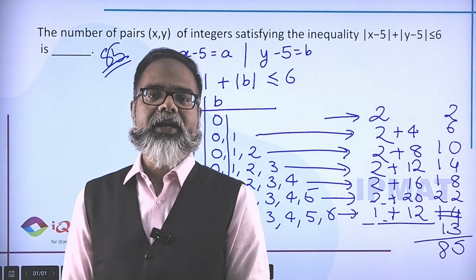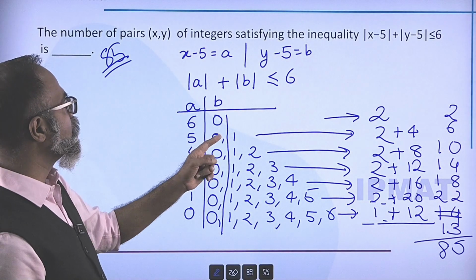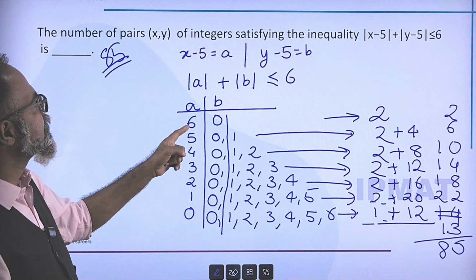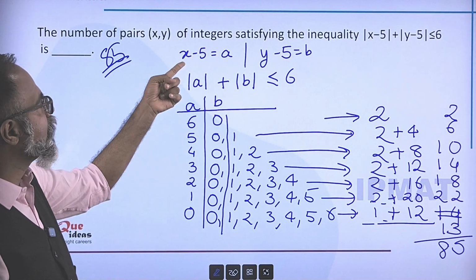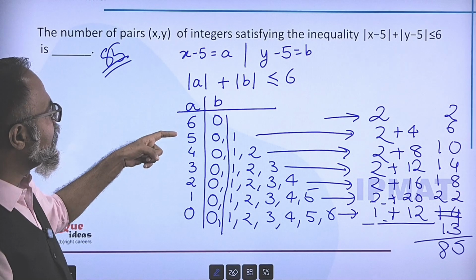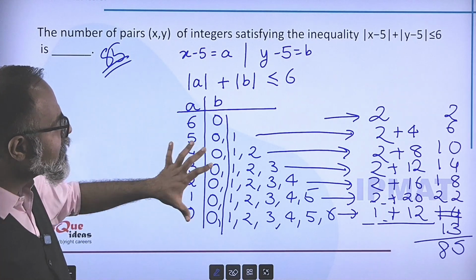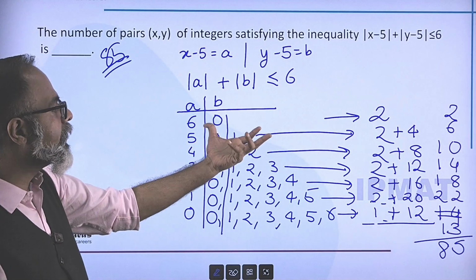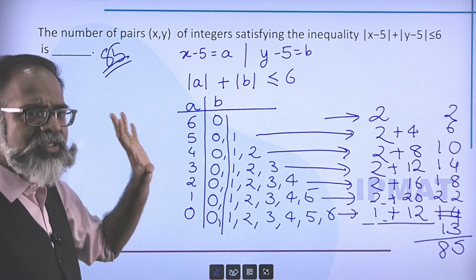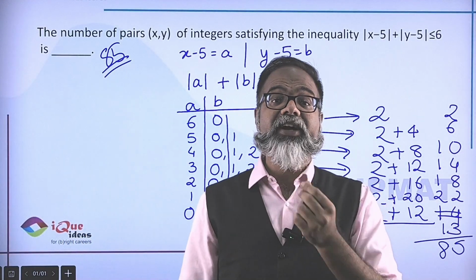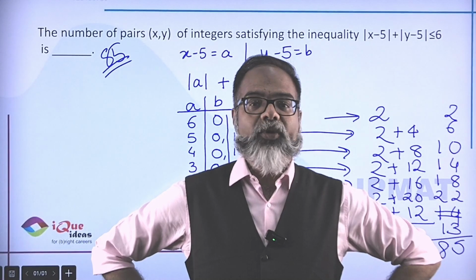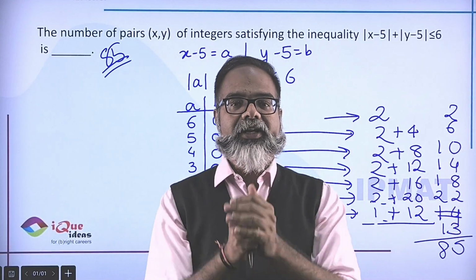And I don't have to worry about the x minus 5 part, because if a is 6, then the corresponding value of x is 11. For a is 5, the corresponding value of x is 10. So 11, 10, 9, 8, 7, 6, 5. These numbers are immaterial. I just need how many distinct numbers are possible. What are those numbers? Doesn't matter much. So I have a total of 85 different such numbers which are going to satisfy the given inequality.